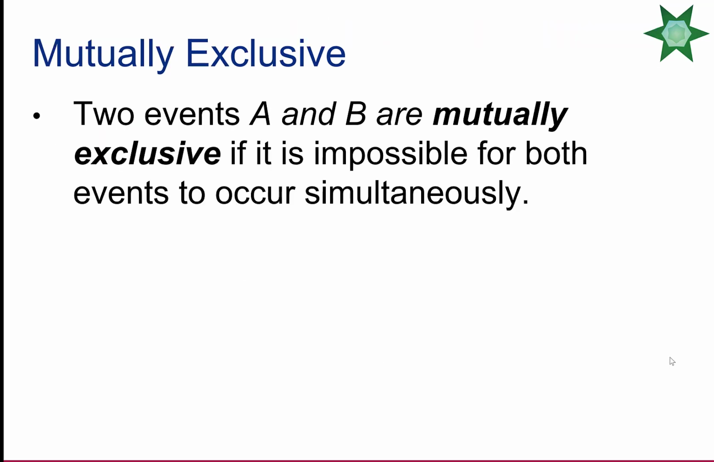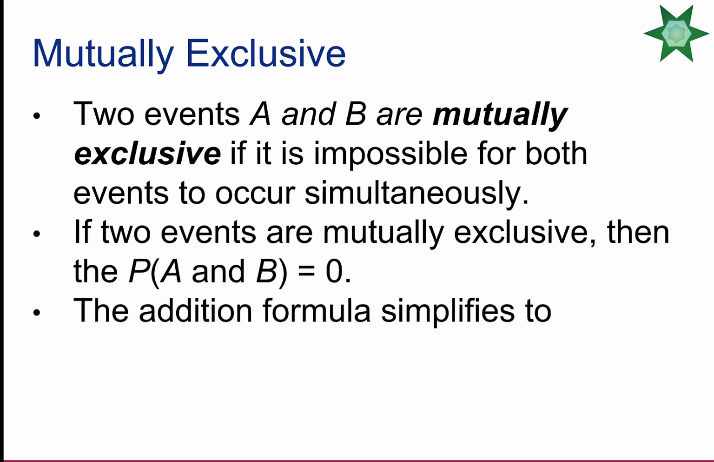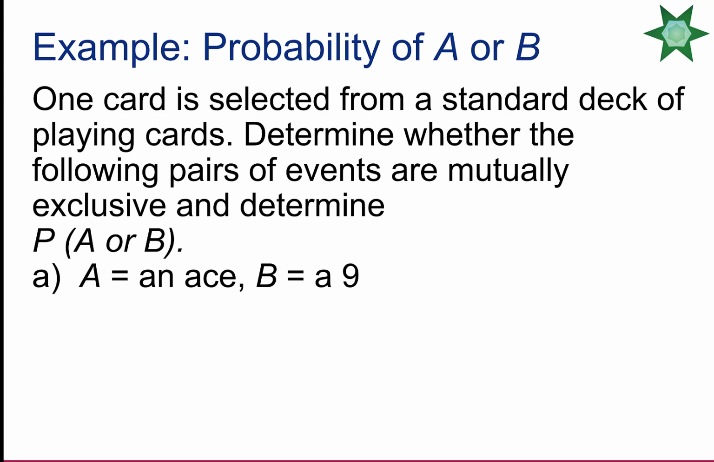Mutually exclusive means that two events are impossible to happen at the same time. We also sometimes call those disjoint. When they're mutually exclusive, then the probability of A and B is equal to 0, and the addition formula simplifies to, sorry, it wasn't on the screen there. It simplifies to probability of A plus probability of B.